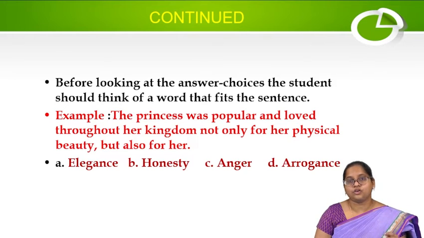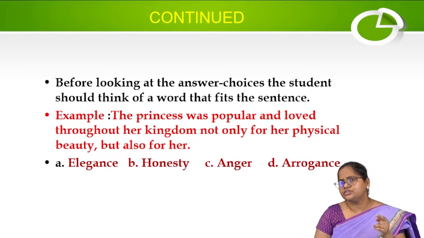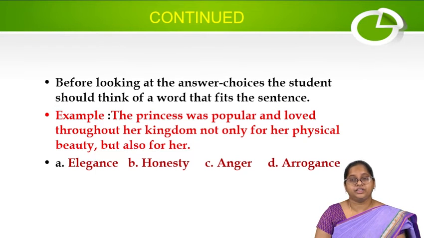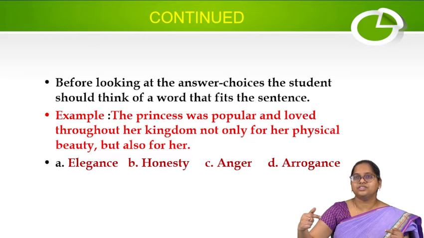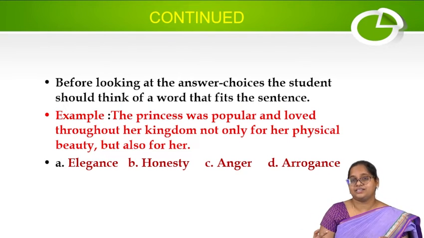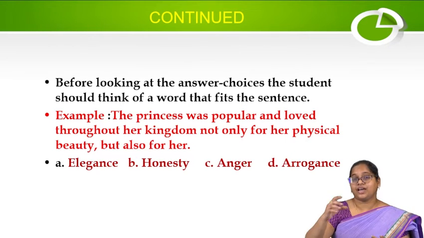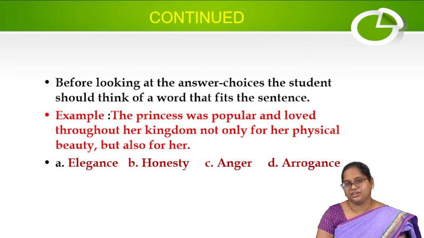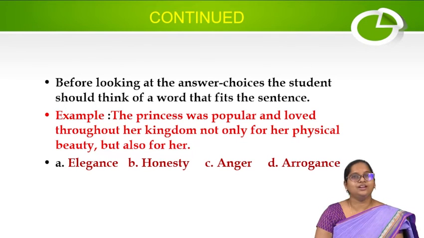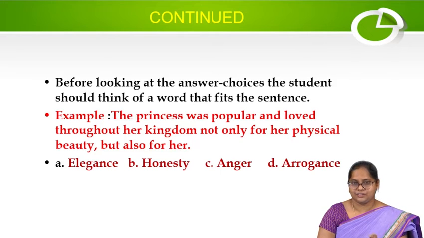Next, let's think about option C, anger. Try to see: she was popular and loved throughout her kingdom, not only for her physical beauty but also for her anger? She was not loved for her anger. That is a contrast you have to realize. The clue in the first sentence is that she was popular and loved throughout her kingdom. That was a positive setup. Immediately you cannot jump to anger, which is a negative trait.